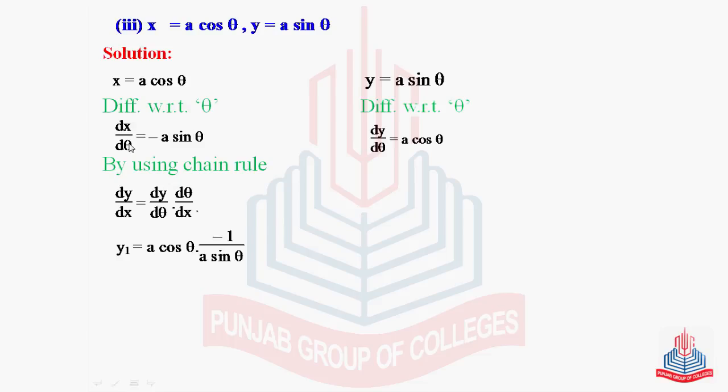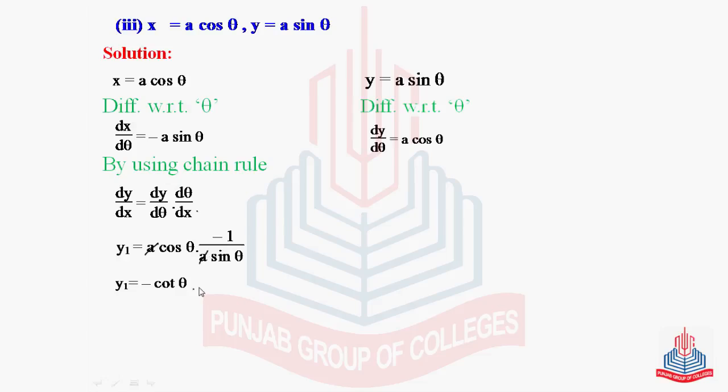So just put the value of dy by d theta, which is a cos theta, and for d theta by dx, we just have to take this dx by d theta in the reciprocal form, which is minus 1 over a sin theta. So our first derivative y1 will become minus cot theta, or cotangent theta, by cancellation of this a. This is our first derivative.